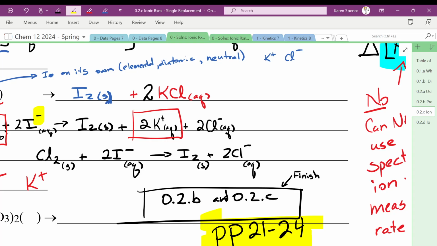Okay. Close. Pages 21 to 24. That's 0.2b and 0.2c, but it's easier sometimes to just know the page numbers, 21 to 24. Okay.